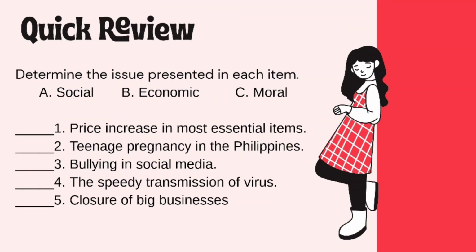Before we begin, let us first have a quick review. Determine the issue presented in each item. A. Social. B. Economic. C. Moral. Number 1. Price increase in most essential items. Number 2. Teenage pregnancy in the Philippines. Number 3. Bullying in social media. Number 4. The speedy transmission of virus. Number 5. Closure of big businesses.